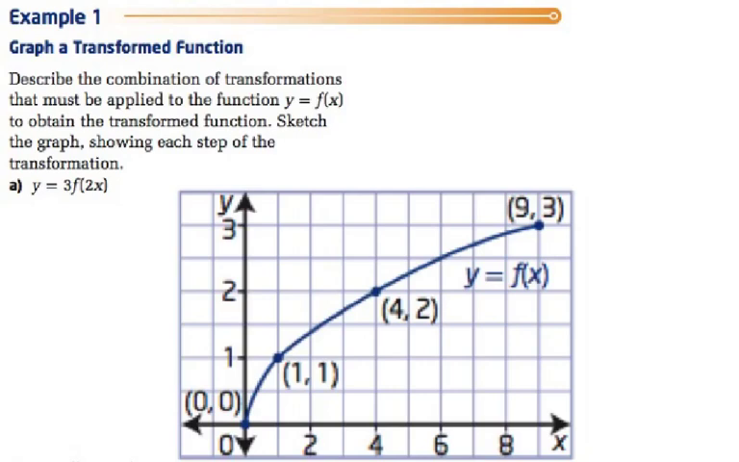So we have a function here in the graph, and we also have an equation of a transformation of that function. This transformation actually has two parts to it. We have this 3, and we also have the 2. The 3 is going to be a vertical stretch, and the 2 is going to be a horizontal stretch.